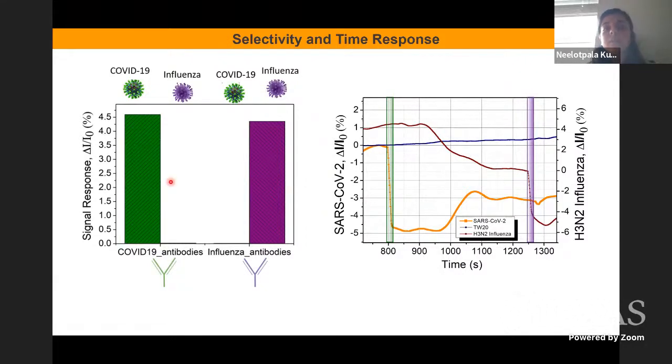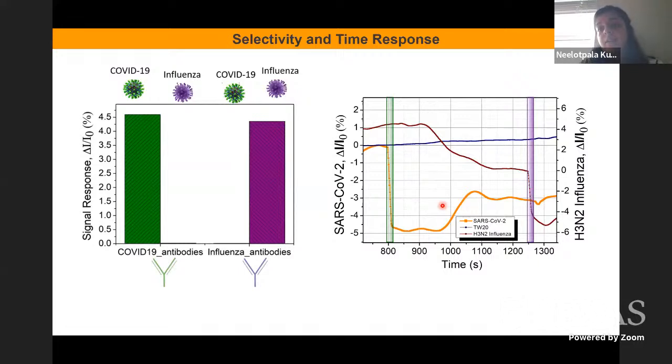One more result, again highlighting the sensitivity and the selectivity of the device, is that whenever we introduce the COVID-19 protein, we see a high reaction or signal response, which is 4.5%, as opposed to the flu protein interacting with the COVID-19 antibodies, where we barely see any reaction. The same goes for the flu antibodies. So it is a highly sensitive and selective device.